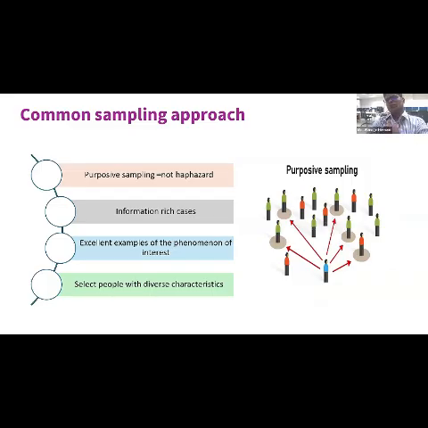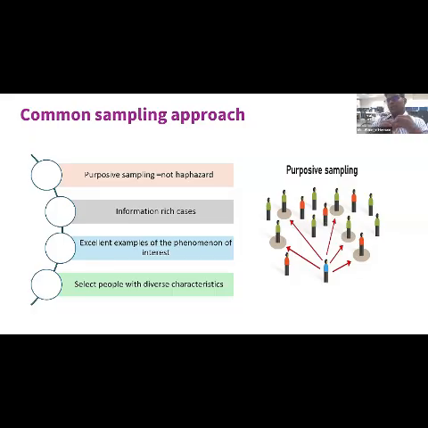Sometimes, as a common sampling approach, we use purposive sampling, which is not haphazard. Purposive means there is a specific purpose for that specific respondent. It is not that I reach someone and select him. This is purposive, and I know the purpose I have for those respondents.